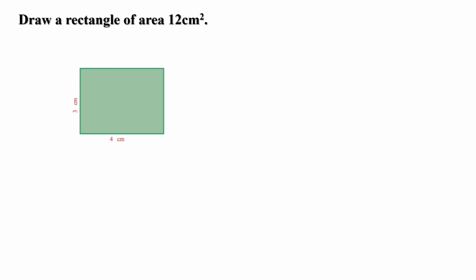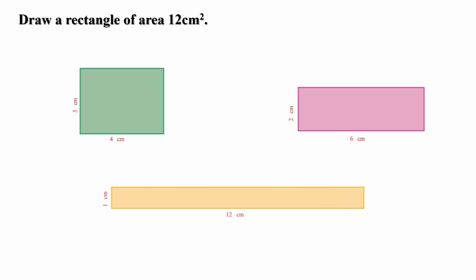Is it the only possible one? Let us check. What is the area of this rectangle? The length is 6 and breadth is 2. So the area is length into breadth or 12 centimeter square. What about this one? 12 into 1, again 12. So all these three have their area 12 centimeter square. Are there only 3 such rectangles?